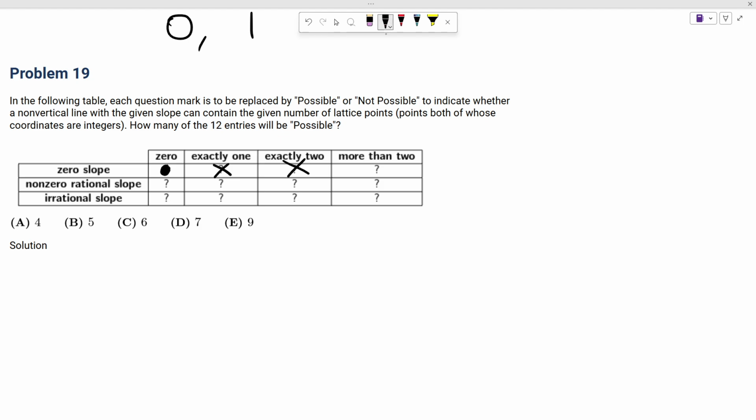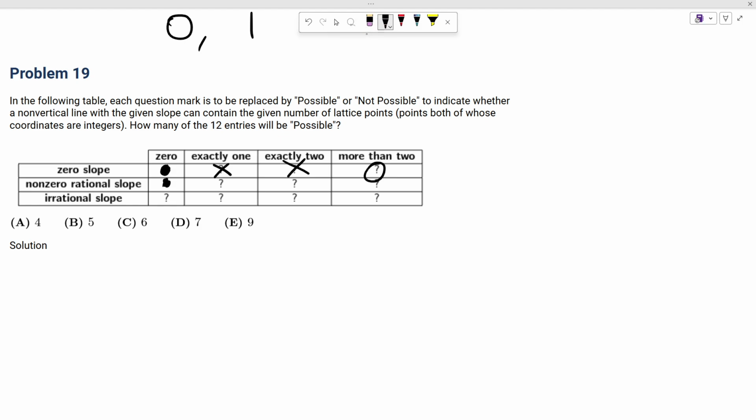And it can obviously pass through more than 2. Let's just say y equals 1. That passes through infinitely many lattice points. A non-zero rational slope can also pass through 0 lattice points. Consider y equals x plus a half. Y and x can never both be integers. An integer is never going to be a half more than another integer.